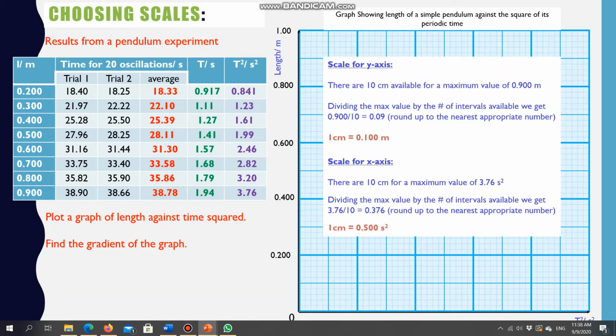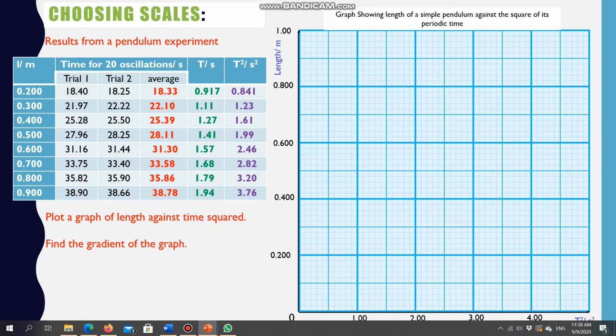The labeling for our x-axis now, we have 1, so this is also 2 centimeters away from the 0, and every 1 centimeter is 0.5, so 2 centimeters would be 2 times 0.5, which is 1. So every 2 centimeters we're going up by 1, so the next 2 centimeters will be 2, then 3, then 4, and so on.